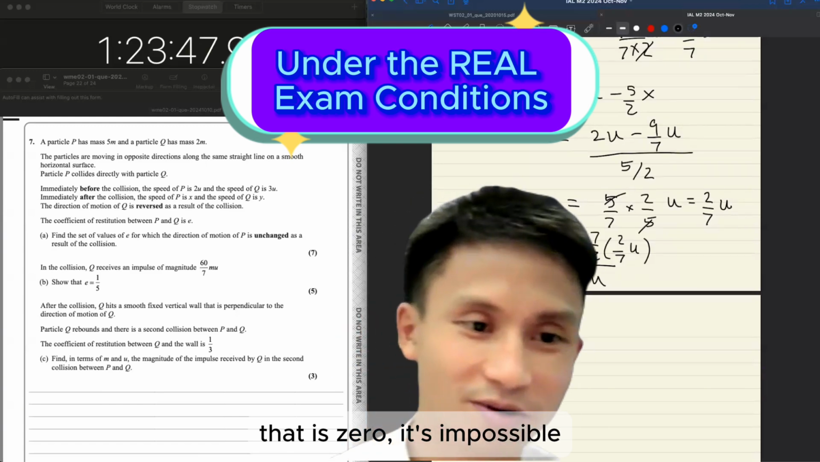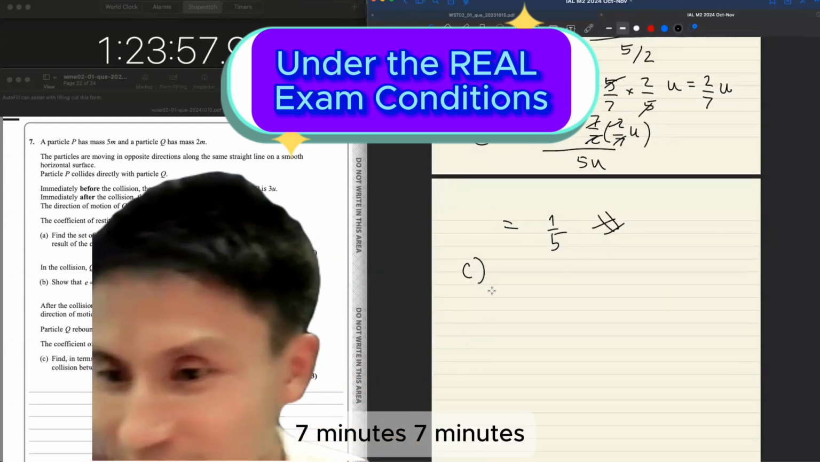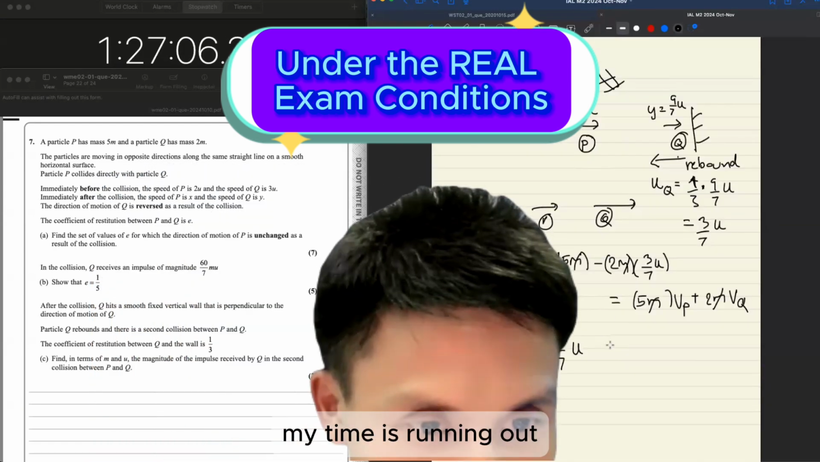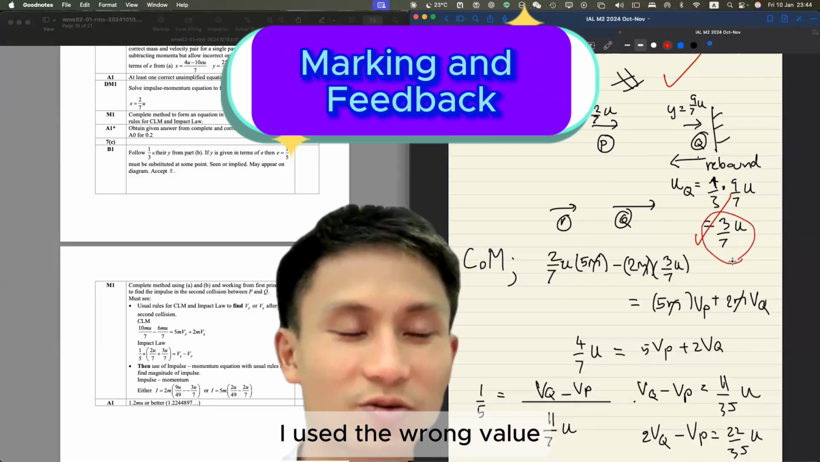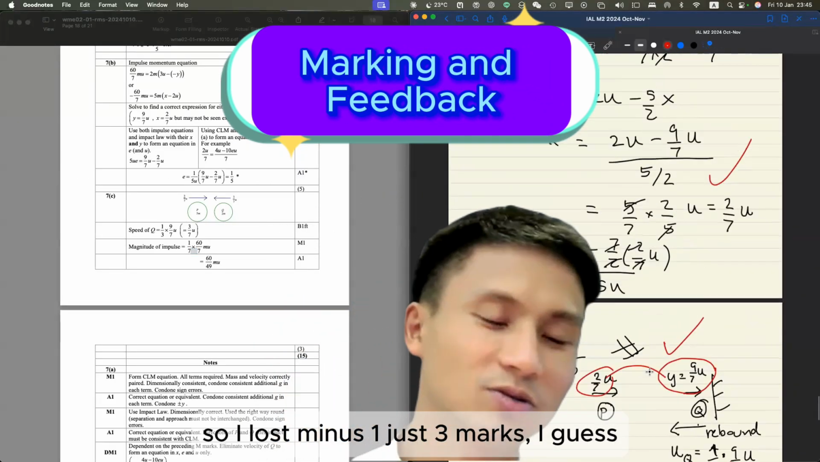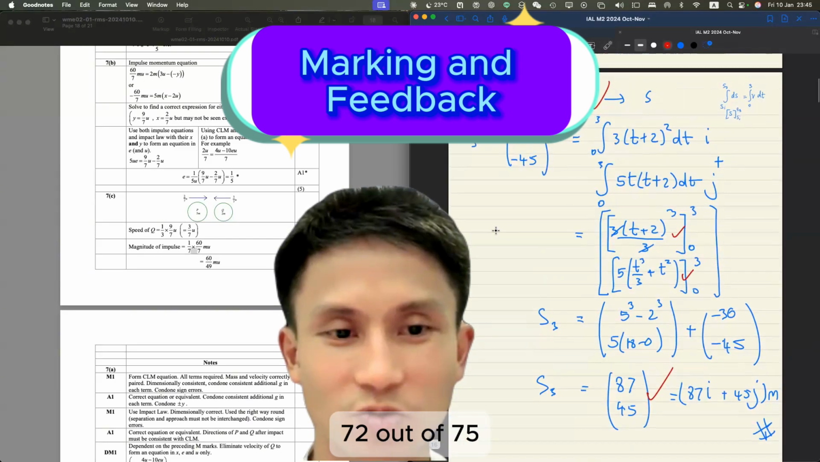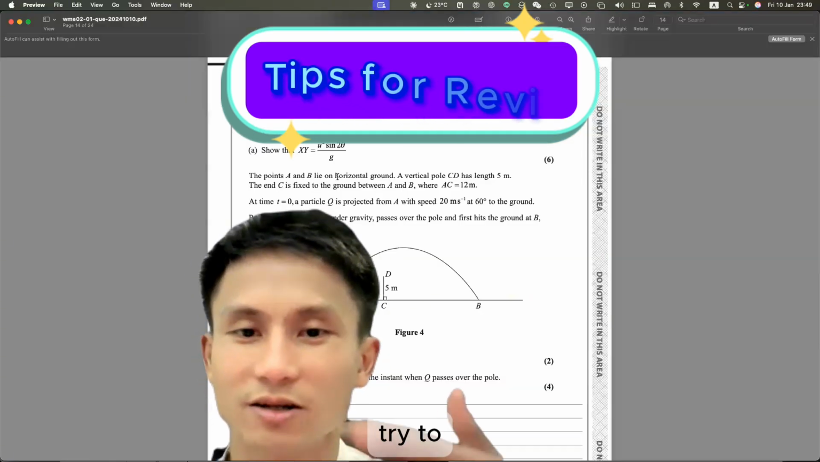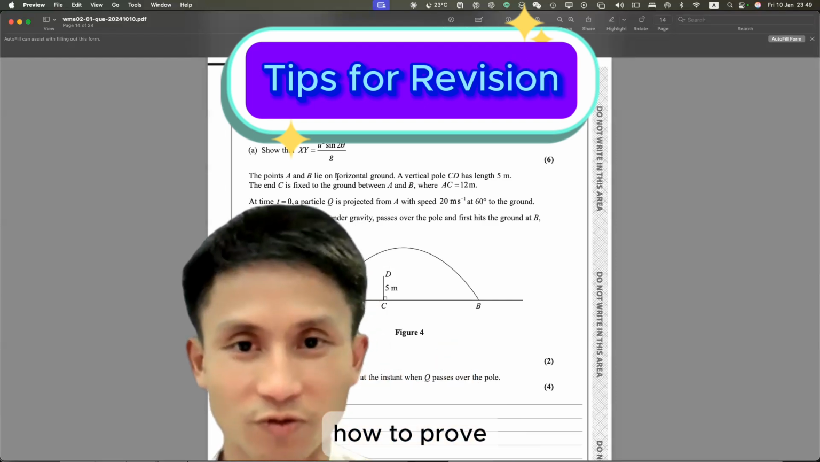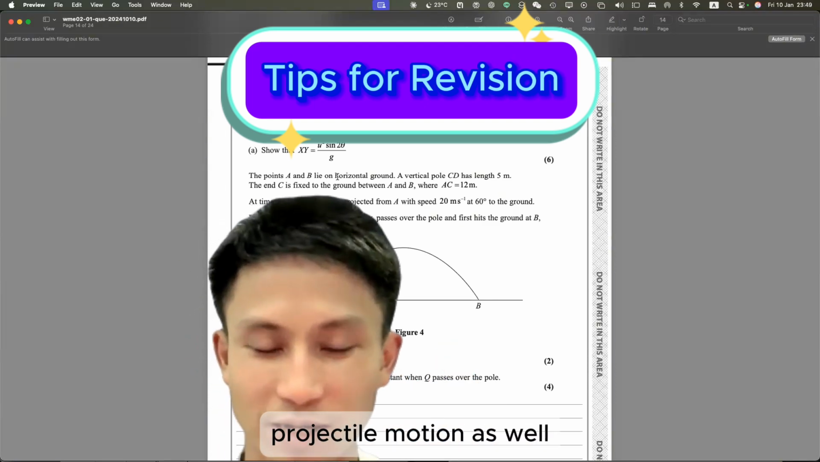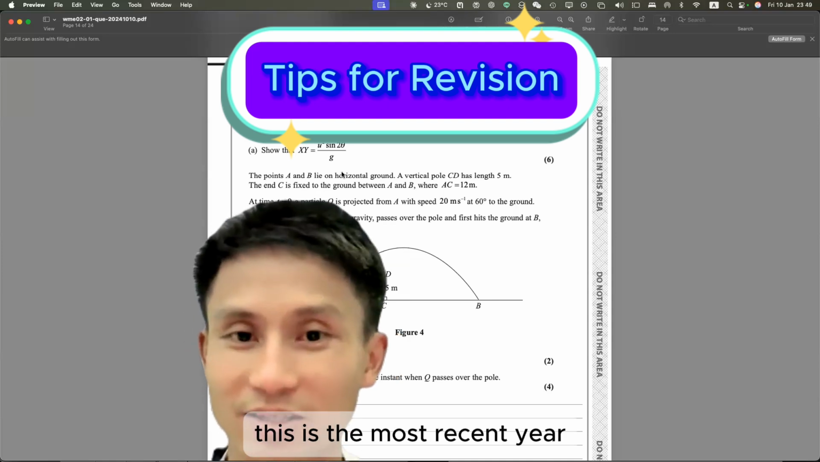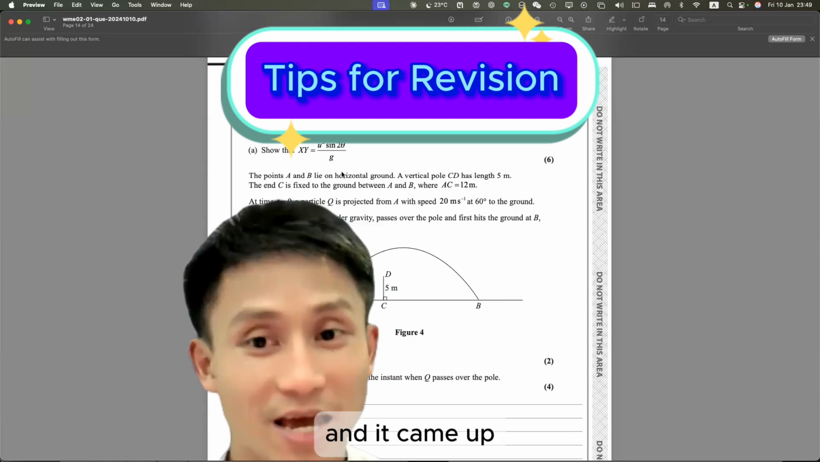It's impossible. Okay, 7 minutes, 7 minutes. My time is running out. Oh no, I used the wrong value. So I lost just 3 marks, I guess. 72 out of 75. Yes. Try to revise on how to prove the algebraic formula in projectile motion as well. This is the most recent year as of the time of recording, and it came up.